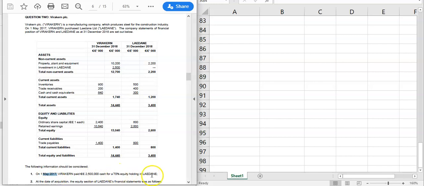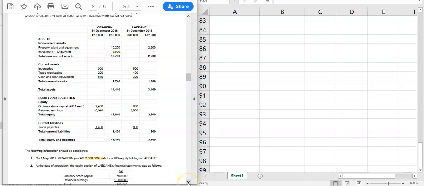You bought 70% in the subsidiary. And you can see that 2.5 here matches the 2.5 here. So they've already recorded the investment. We need now to take out that and bring in the sub's assets and liabilities.